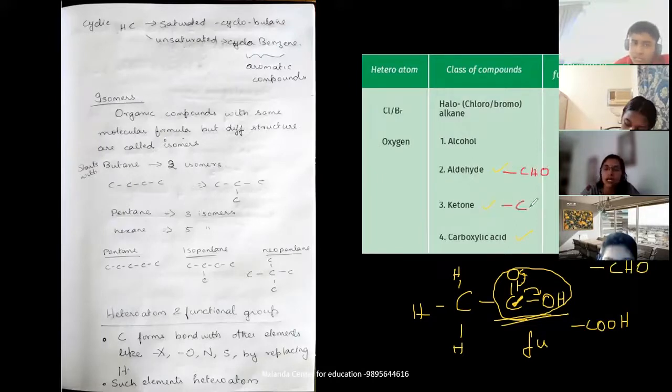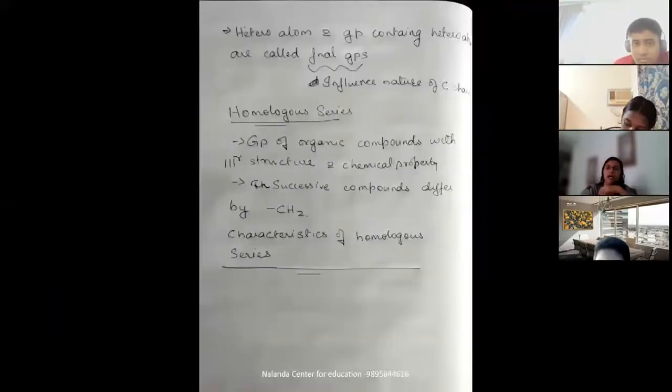So for aldehyde, it is CHO. For ketone, it is CO. For the carboxyl group, it is COOH. For alcohol, it is OH. For all these, the heteroatom is going to be oxygen. The functional group is given over here. All right, ladies and gentlemen, the functional group is the one which is going to decide the property of the carbon compound. Now coming to the last topic, which is the homologous series.